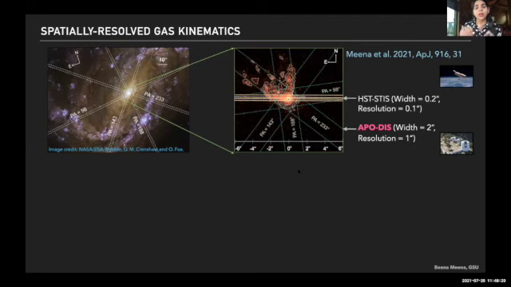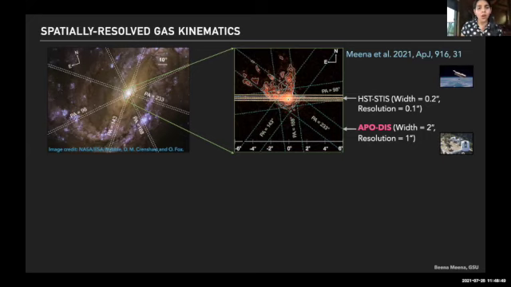And that's why we supplement our HST observations with APO DIS data, which provides a resolution of 1 arcsecond, but 10 times wider slits that can provide the low flux information at larger distances from the central nucleus.